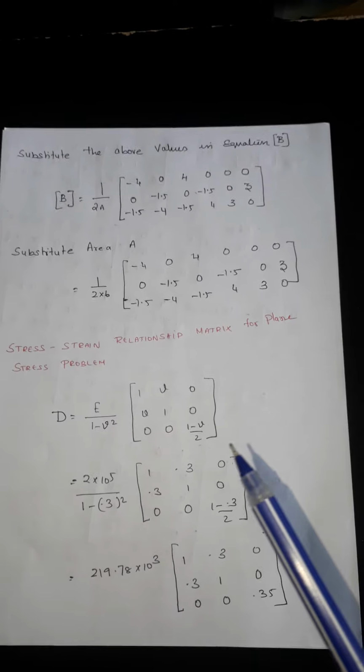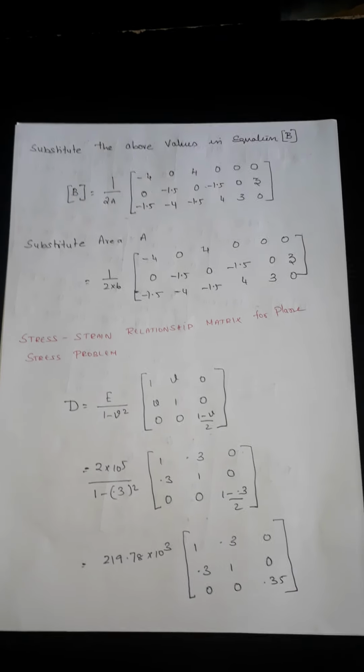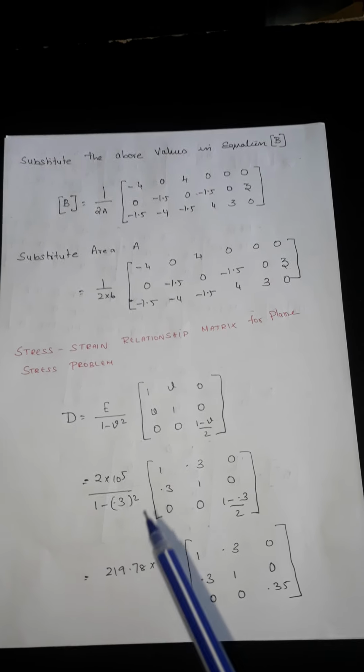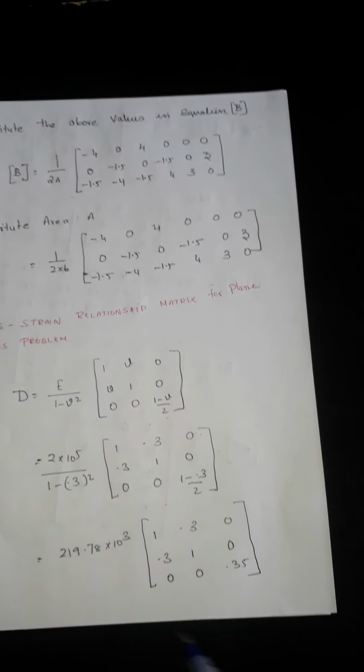In the stress strain relationship matrix, D is equal to the stress strain relationship matrix. For plane stress it differs. Plane stress has one form, plane strain has another form. So substitute: this is the Poisson ratio, mu. That value I have substituted, it is given in the problem, you don't have to find it. So I got this value.